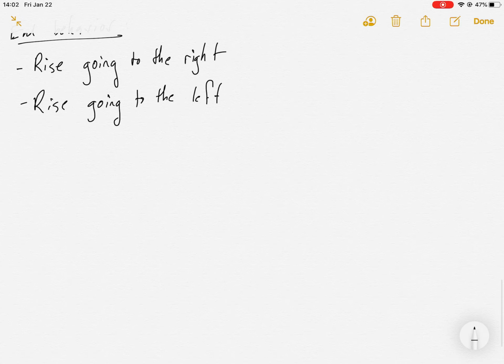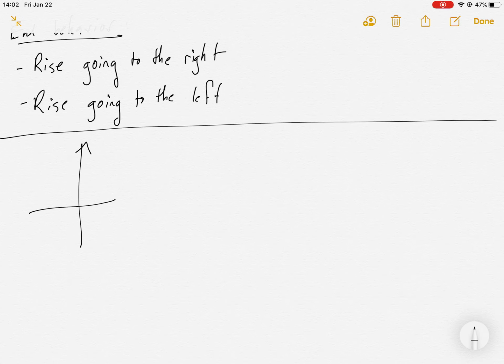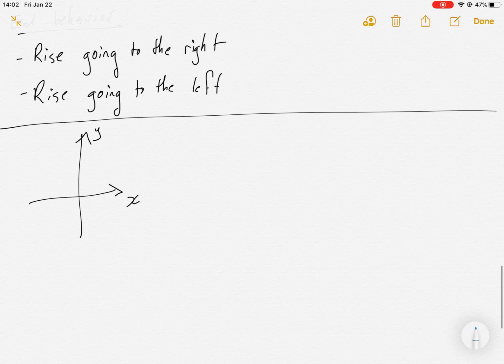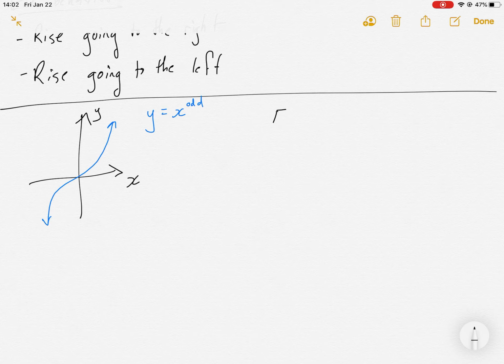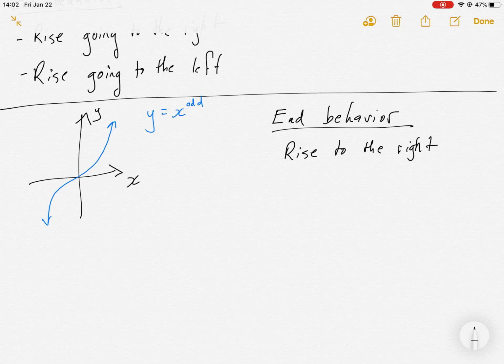Now let's do the same thing for an odd number. So if you take a look at any odd function and you start graphing them, I won't do each example separately. I'll just say y equals x to the power of an odd. They essentially do this. They sort of squiggle through there, except for x to the power of 1 is just a line, but it still has the same end behavior. So in this case, we would say the end behavior is rise to the right, but it's actually falling if you go to the left.